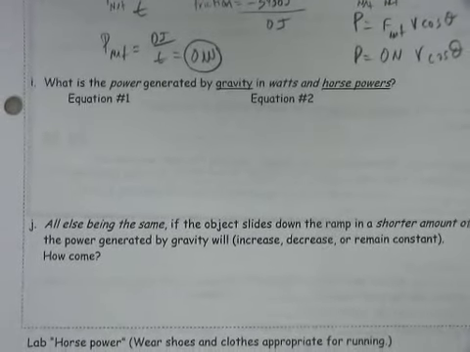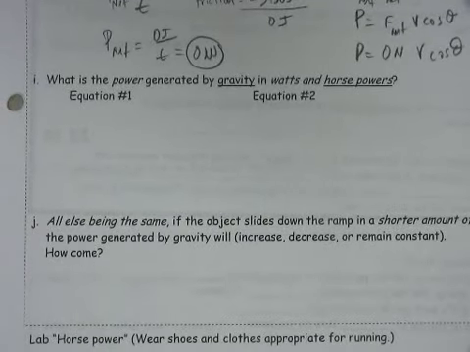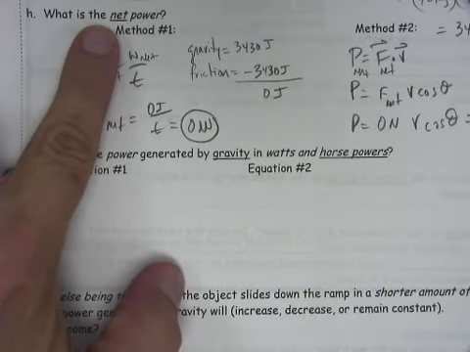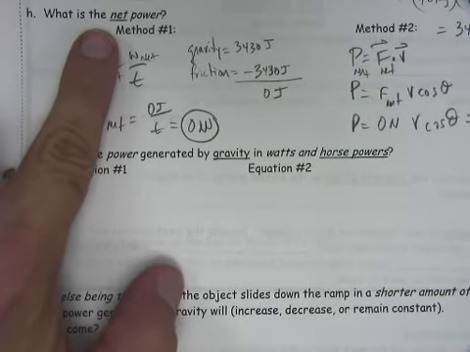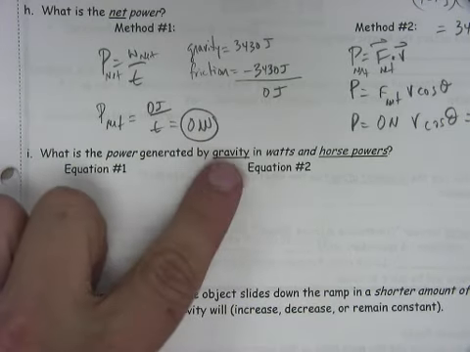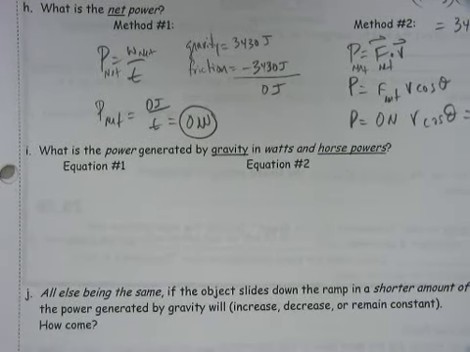All right, part I. What is the power generated by gravity in watts and horsepowers? Now, you have to remember, in the previous example, we did the power generated net. We just calculated the net power. We're not looking for net power on letter I. We're looking for the power generated by gravity. That's a little bit different.